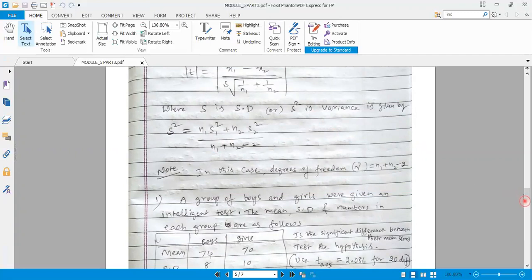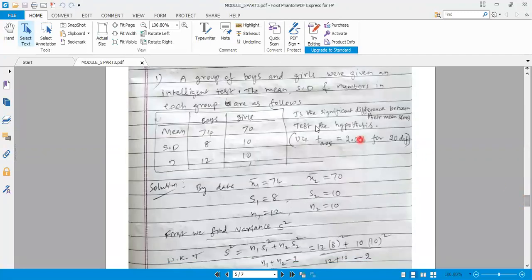Now let us take up one problem. A group of 10 boys and girls were given an intelligence test. The mean, standard deviation and numbers in each group are as follows. This is about the first group. This is about the second group. Now we have to test the hypothesis: is there any significant difference between their mean scores? So we have to test at 5% level of significance for 20 degrees of freedom. The table value is given as 2.086.